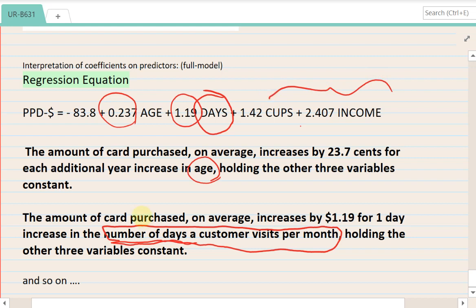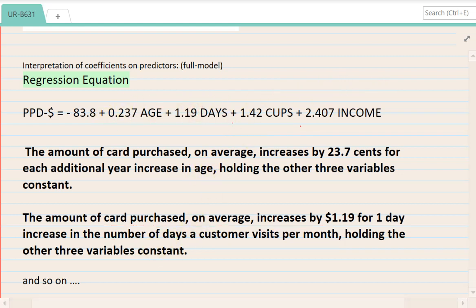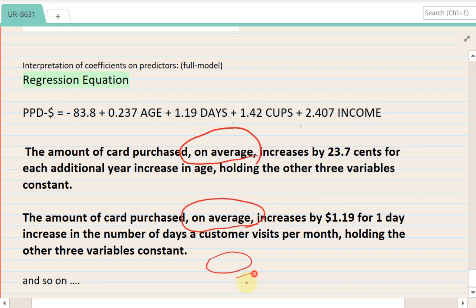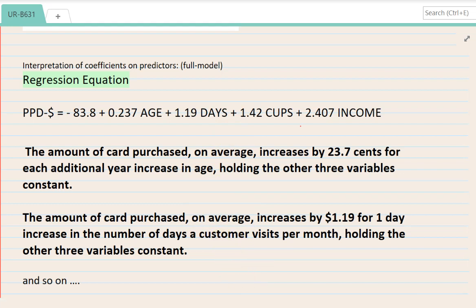So the amount of card purchase, and however you interpret it, as closely to what I'm saying, what's important, all of us would be talking is this: on average, on average. Next one, you will have those keywords, on average. Because everything we do in regression has to do, all the predictions are about the average response, the effect on the average response, the response value.